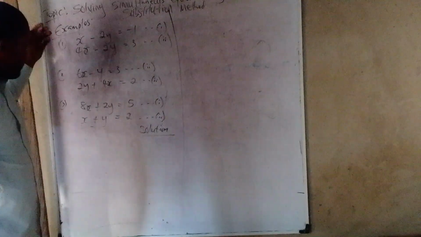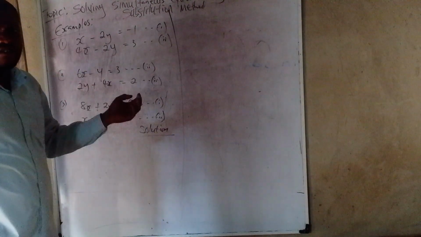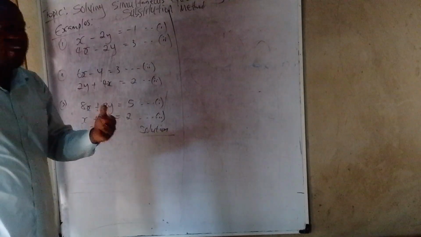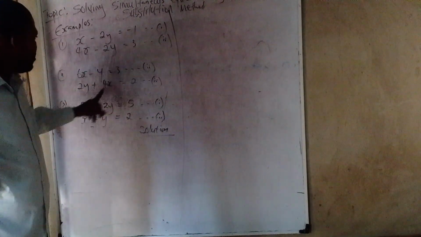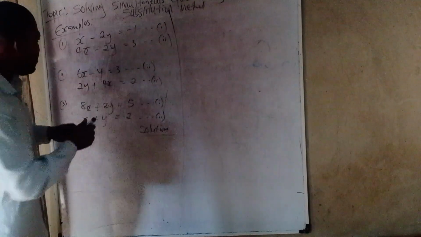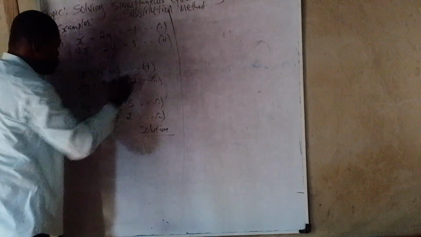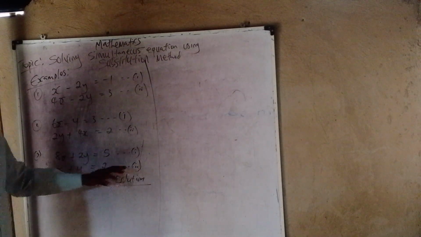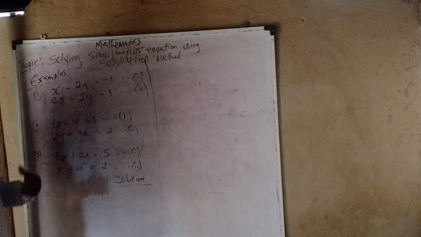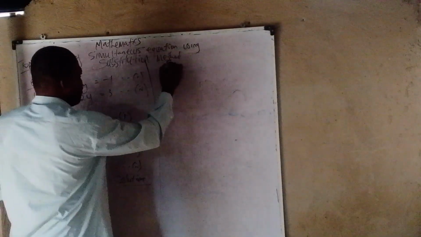Number 1, if you want to substitute, normally you will have 2 unknown variables. Like here, look at question number 1, equation 1 and equation 2. Number 2, equation 1 and equation 2. Number 3 also, equation 1 and equation 2. So what will I do? In equation 1, let me start. Solution to number 1.